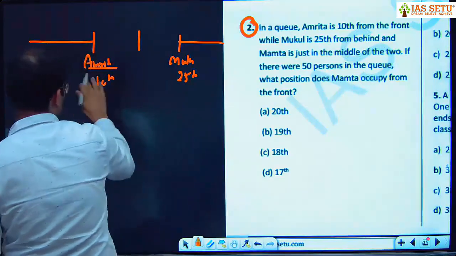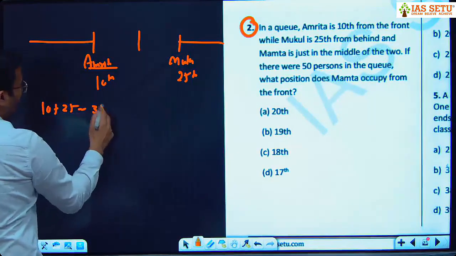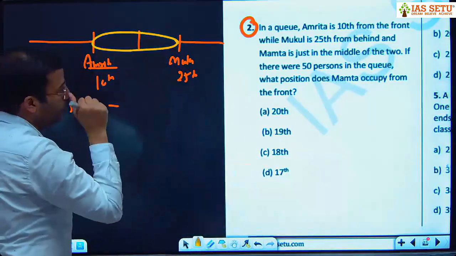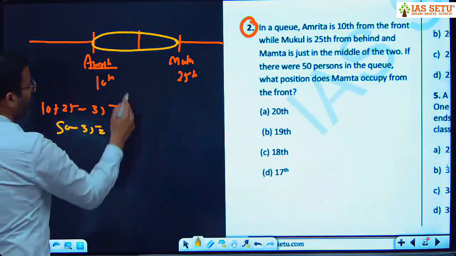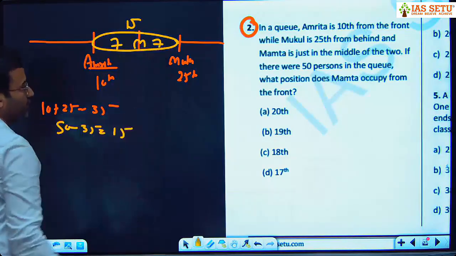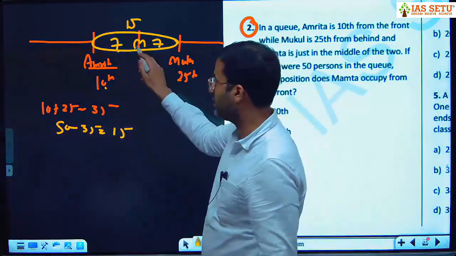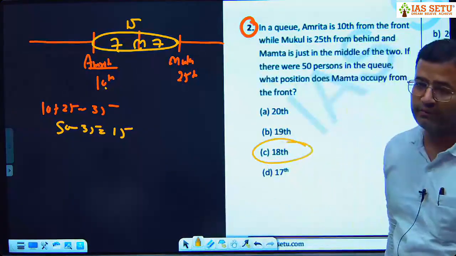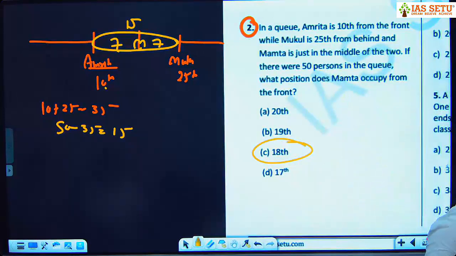Mamta is exactly in the middle. So what you do, this is 10 and 25, total 35. Our task is to find how many are there between Amrita and Mukul. Total 50, 50 minus 35, there are 15, but out of 15, one is Mamta, so 14, 7 here, 7 here. So what position does Mamta occupy from the front? 10 plus 7, 17. It is after 17. So the ranking of Mamta here is 18 from the front, because she is after 17.